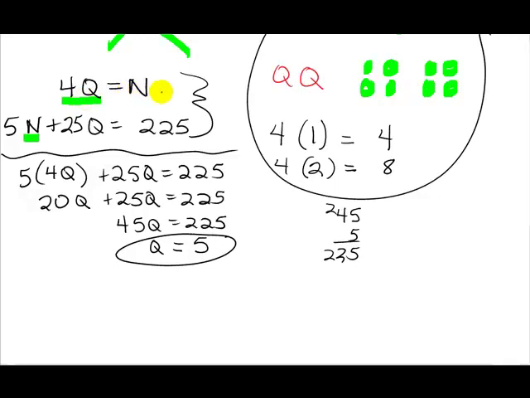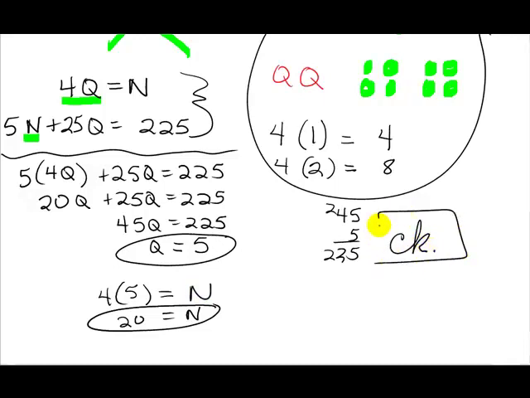4Q equals how many nickels? So 4 times Q equals the N. Well, the Q is 5. So we'll go ahead and put this here. 20 equals the N. Then we want to check it.